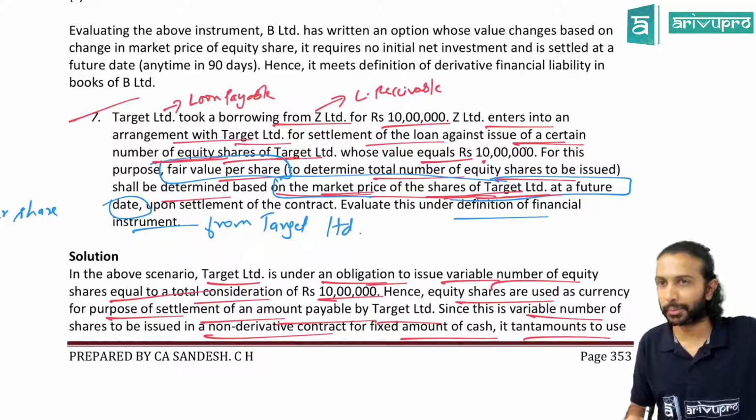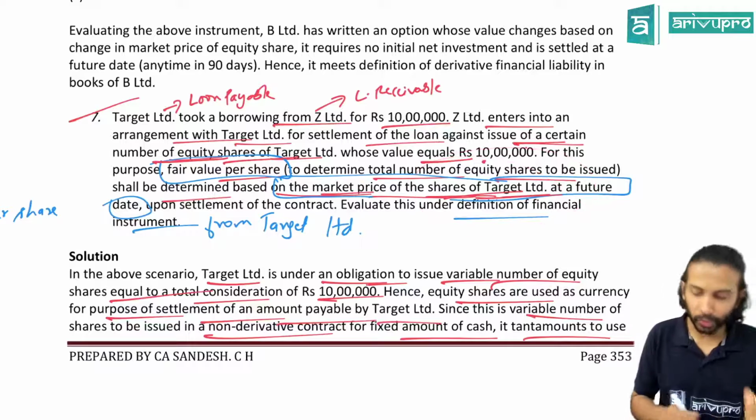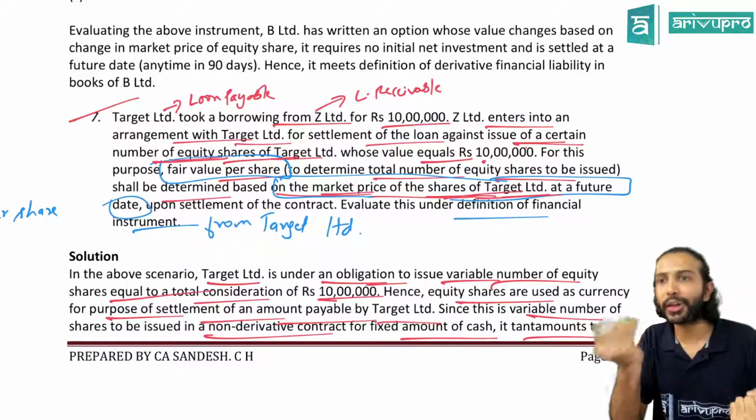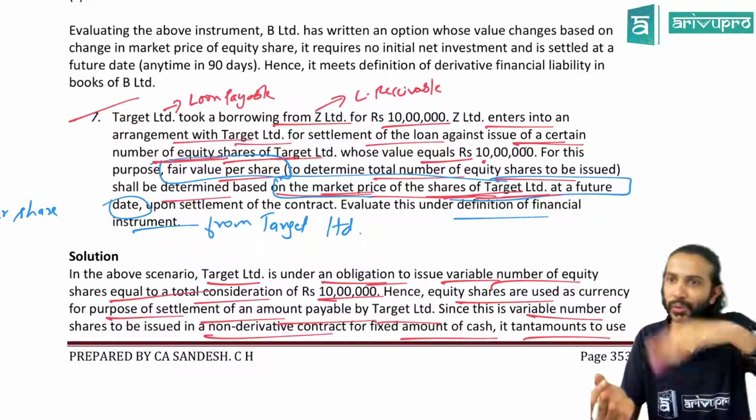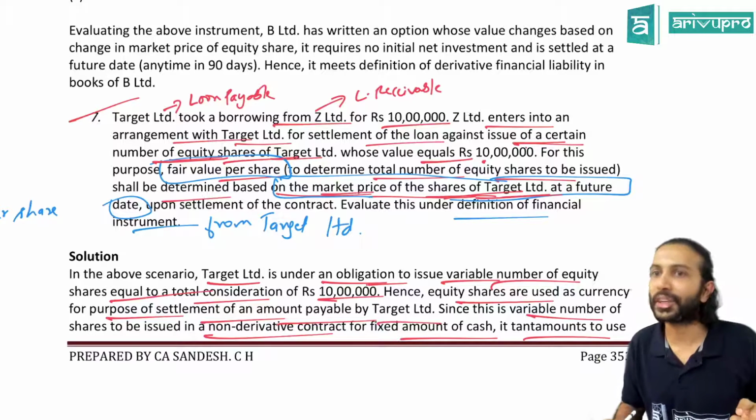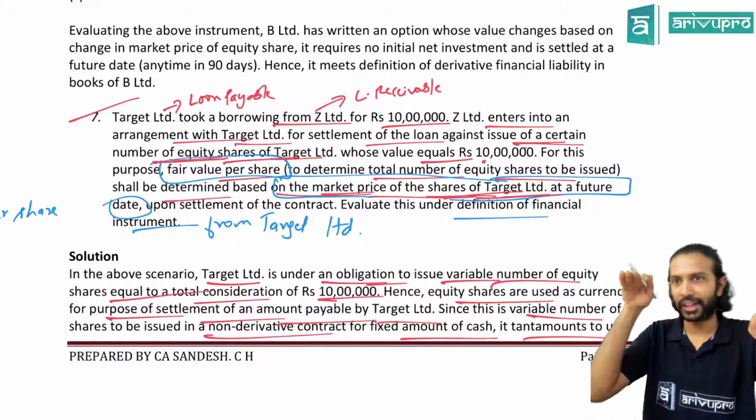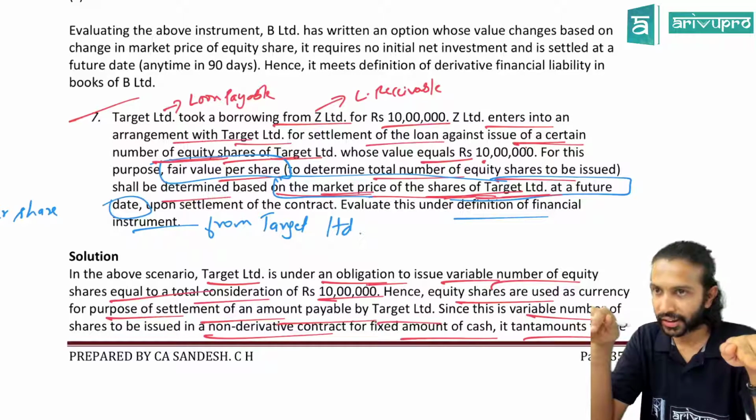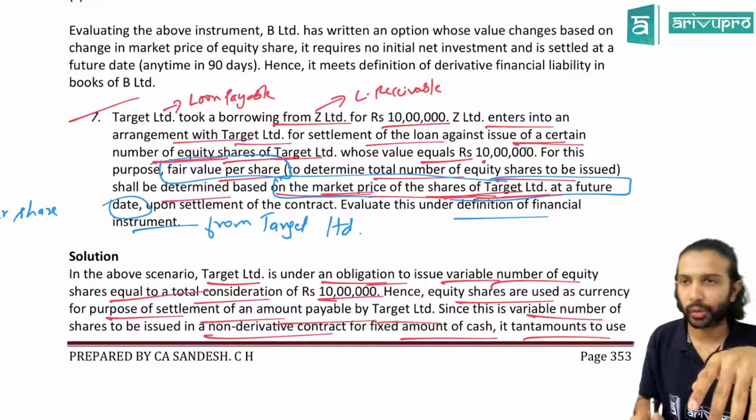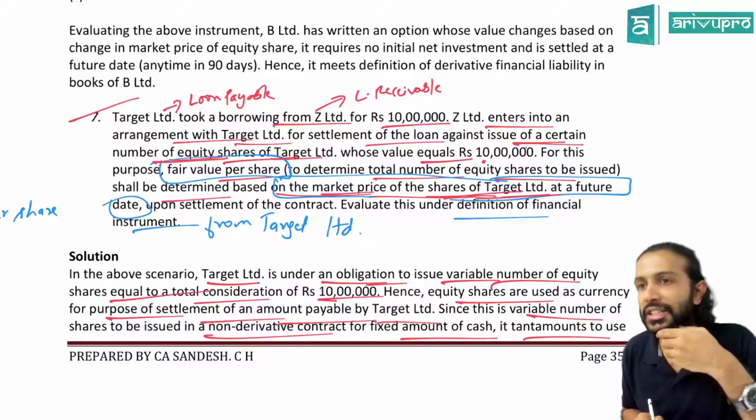We classified it as financial liability. Why? Because the number of consideration was fixed, but the number of equity shares you gave was not fixed. It was variable. For you to classify it as equity, the consideration should be fixed and the number of equity shares should also be fixed. Yes or no? Correct? If it is not fixed, then what do you have to do? If you can't classify it as equity, what will you classify it as?